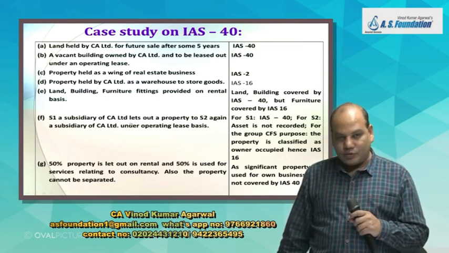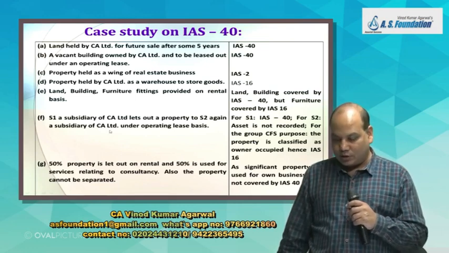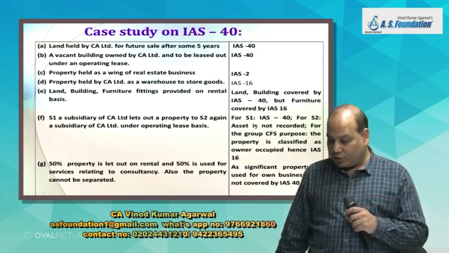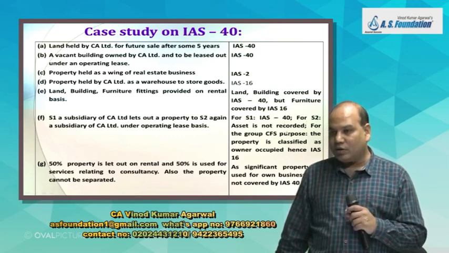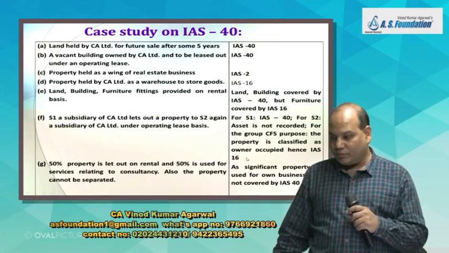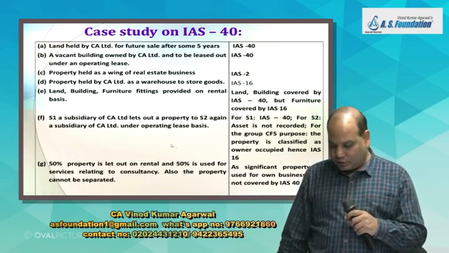S1, a subsidiary of CA Limited, lets out a property to S2, again a subsidiary of CA Limited, under operating lease basis. This question I had taken today. For S1, IAS 40. For S2, the asset is not recorded. And for the group CFS purpose, IAS 16. What was that question number where this same problem had come? You can mention that question number.